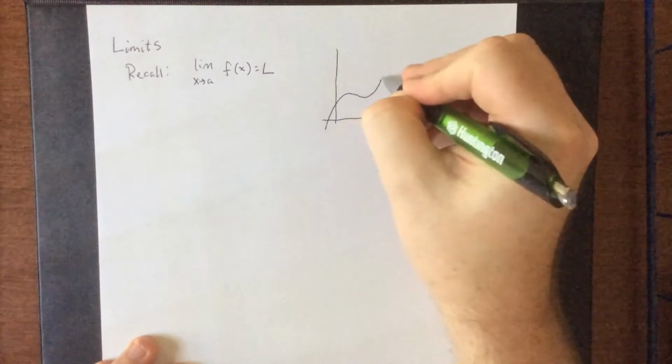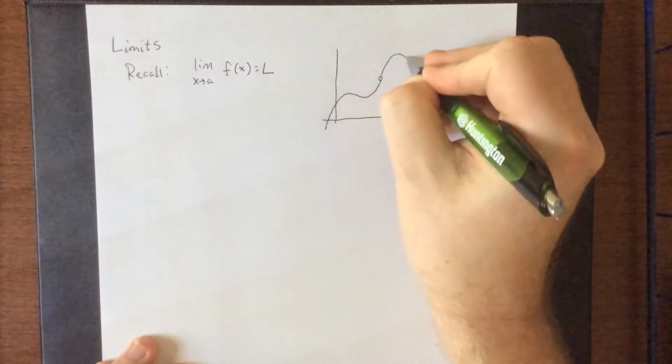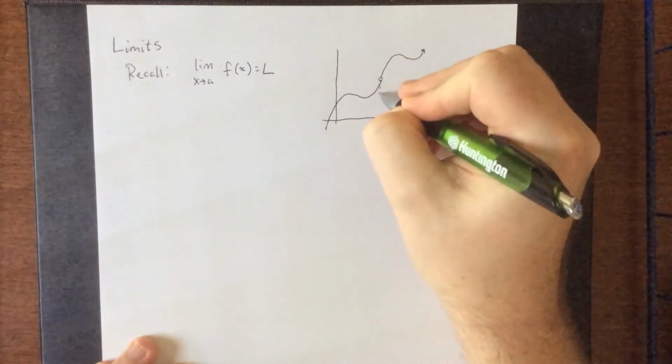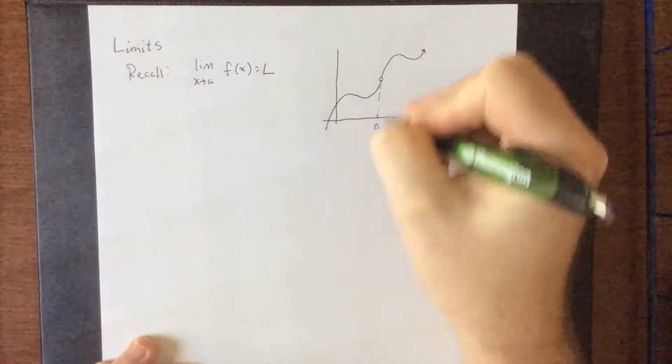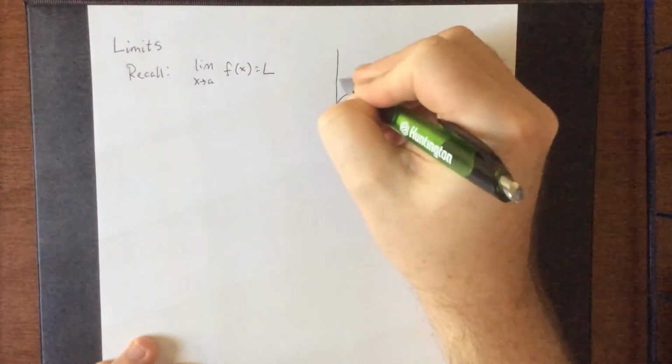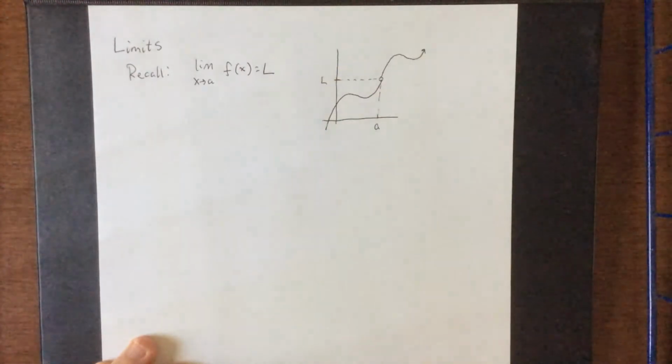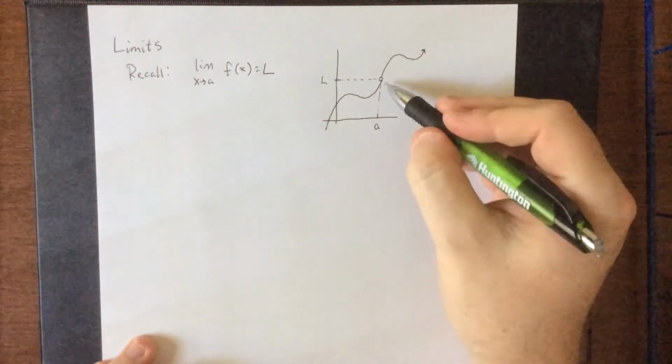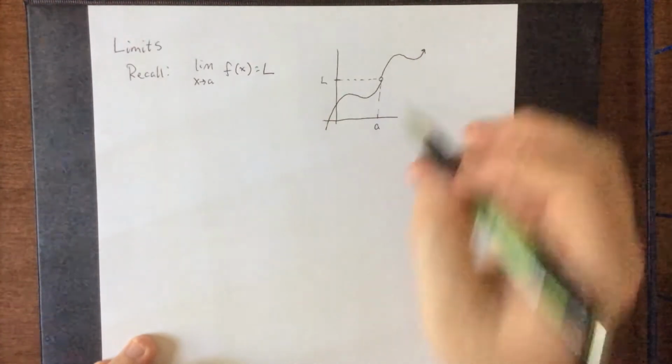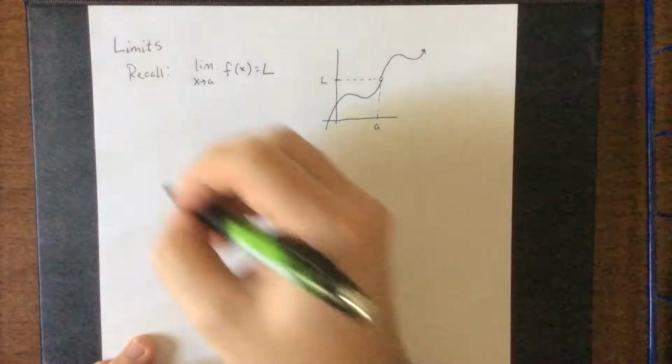It means that for a given function, even if it doesn't necessarily actually hit that value, as x gets really, really close to a, y gets really, really close to the value of L. Doesn't necessarily have to be an open circle, doesn't necessarily have to be a closed circle, doesn't actually matter.